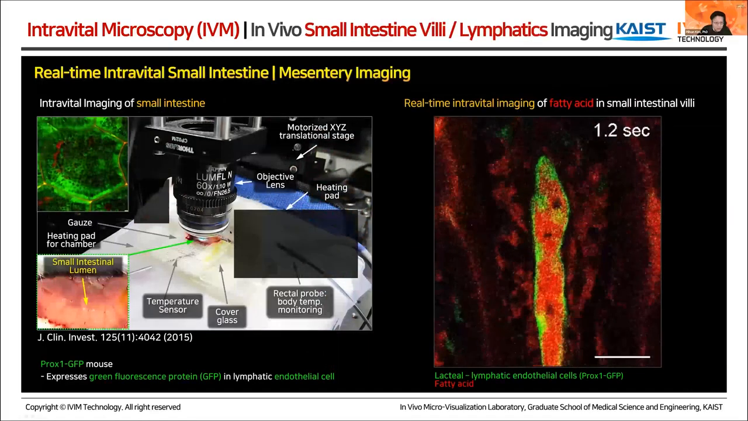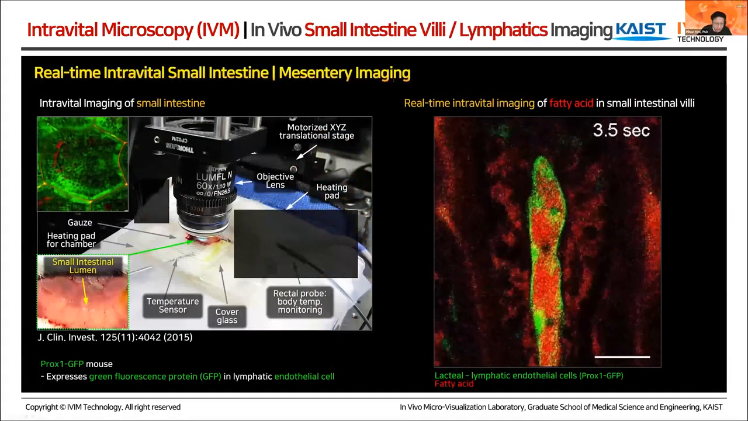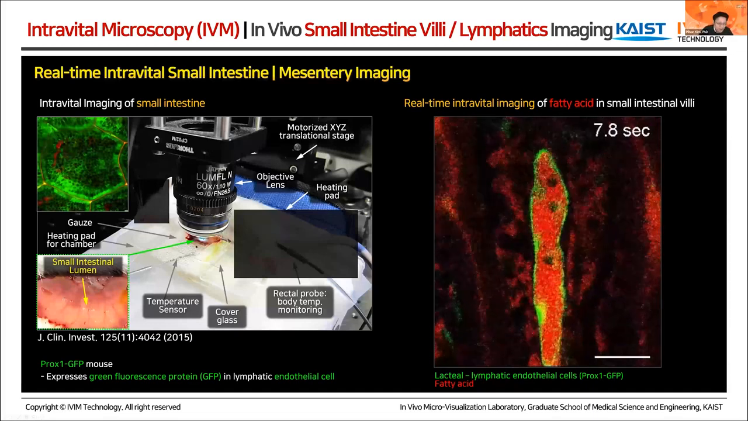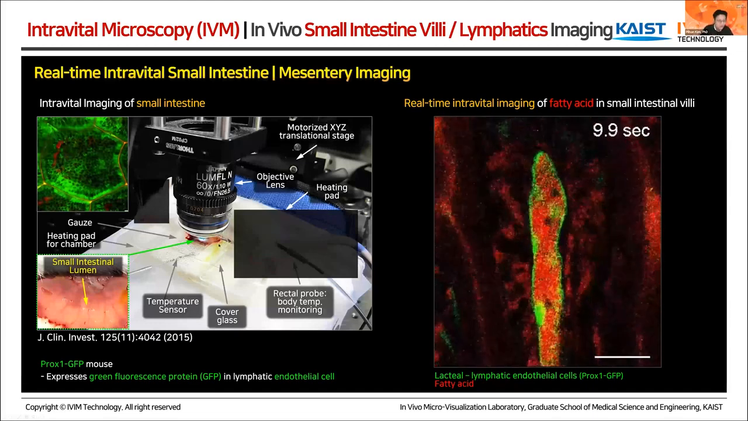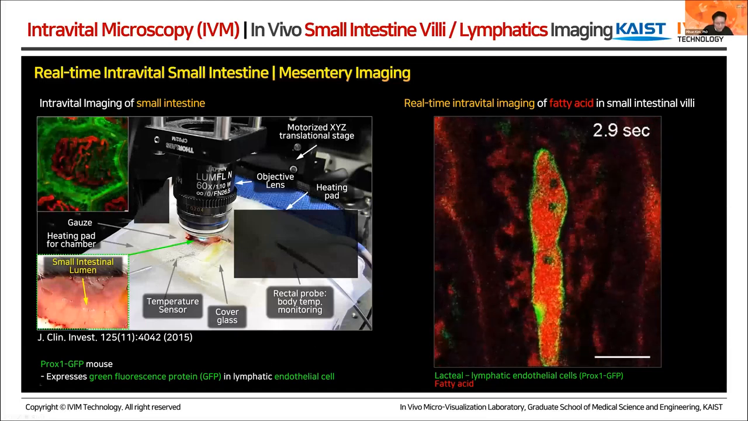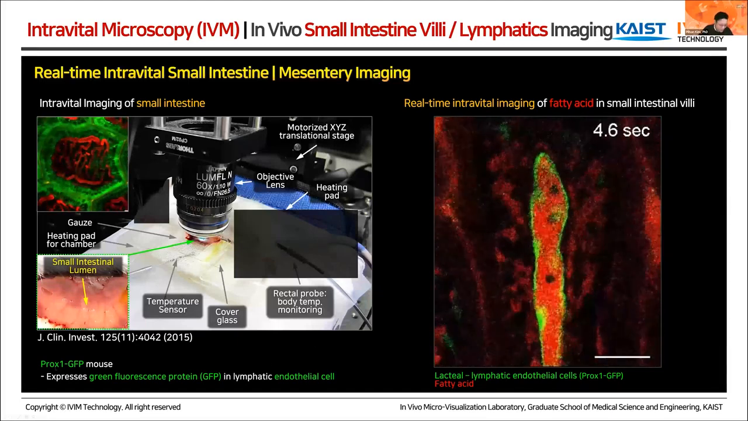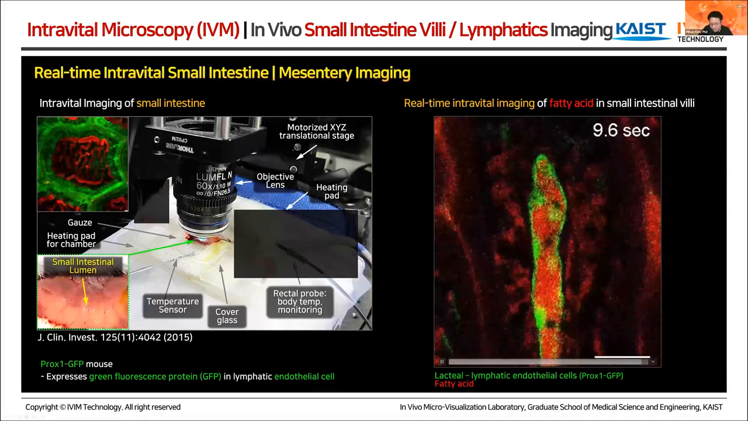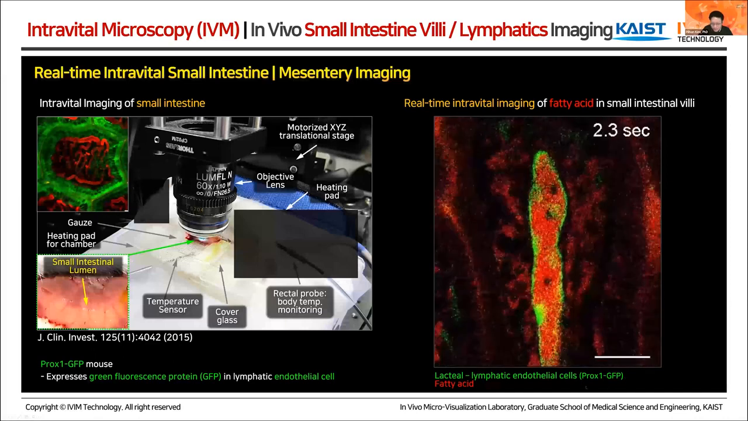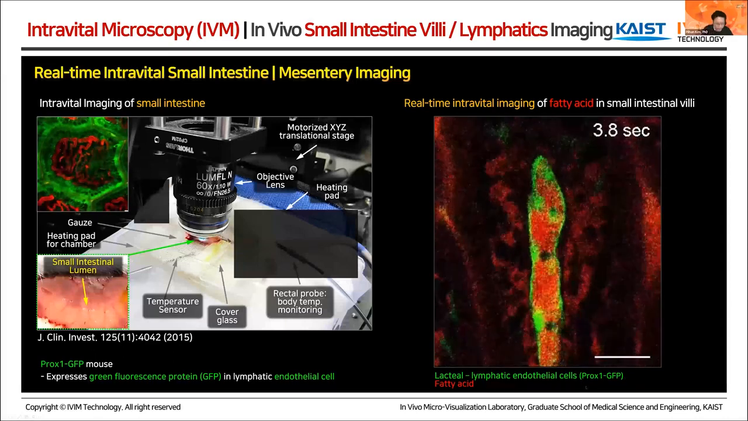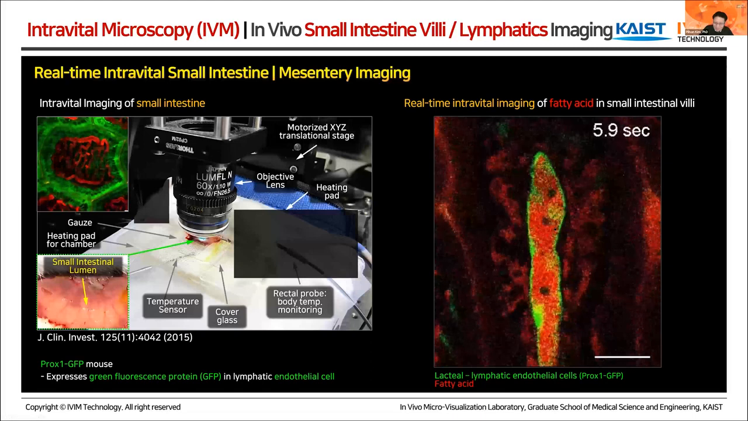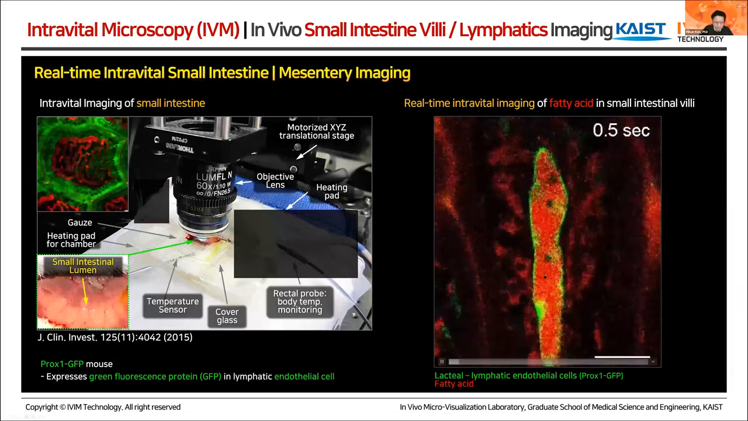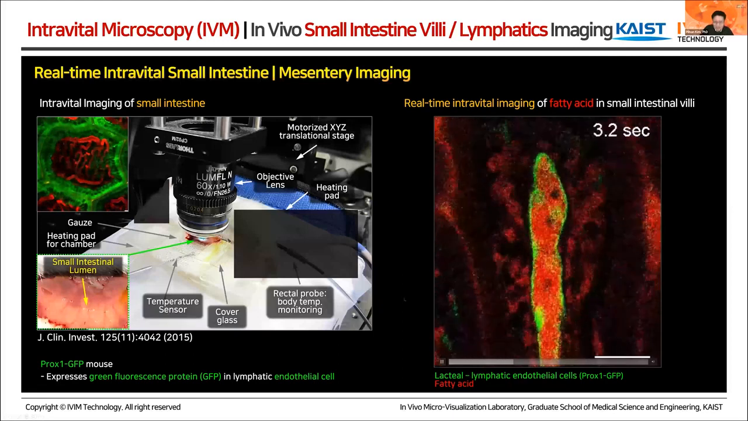And this is the preparation for the small intestine and mesentery imaging. So what we did was we anesthetize the mouse, and then we extrude a small portion of the small intestine. Using a transgenic mouse model, the Prox1-GFP mouse model, we can see the lymphatic vessel in green with the GFP signals. And then we put the red color fatty acid, and then we can see the movement of this lymphatic vessel in the small intestine.